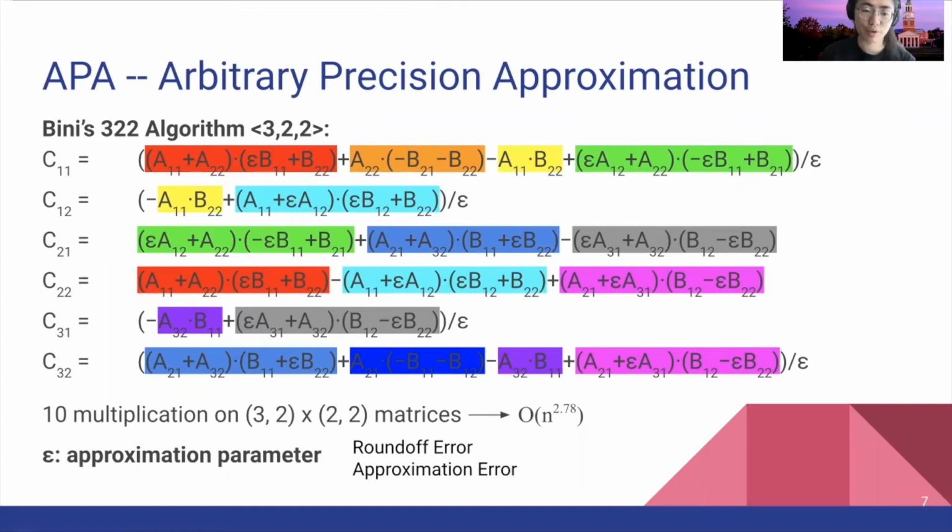This process introduces a tunable parameter, epsilon, which represents the approximation error. Arithmetically, if we want the approximation error to be small, then we let epsilon be small. But on the other hand, since computers are based on floating point arithmetic, there will always be a round-off error. If we want the round-off error to be small, then epsilon cannot be super small. So we have a trade-off between these two kinds of errors, so that we can minimize the total relative error of the entire algorithm.